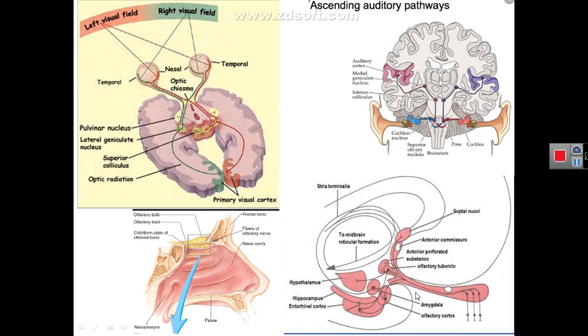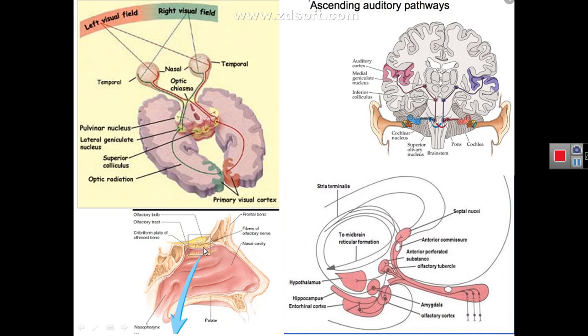As I said, the olfactory pathway is not related to the thalamus. You can see that olfactory receptors are present in the roof of the nose, and axons of the olfactory receptors pass through the cribriform plate of the anterior cranial fossa to be connected with the olfactory bulb. You know, the olfactory bulb is seen in the inferior surface of the cerebrum. It lies in the sulcus for the olfactory bulb and olfactory tract.